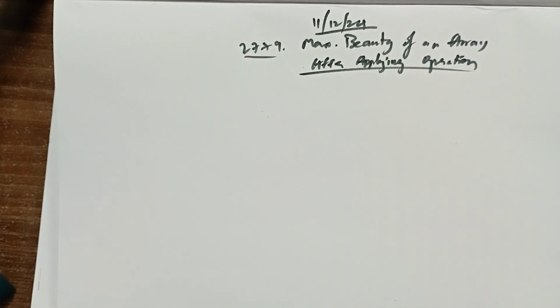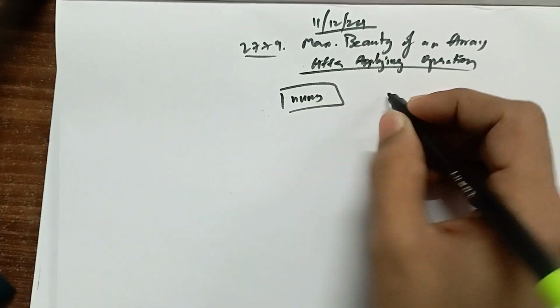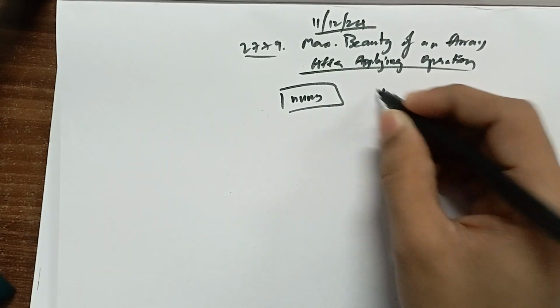Hello everyone. Let us now discuss today's LeetCode POTD problem 2779, maximum beauty of an array after applying operation. So we are given a zero indexed array nums and a non-negative integer k.